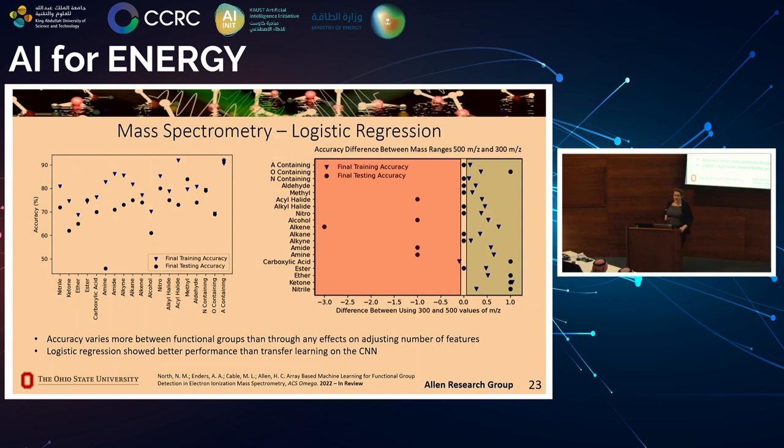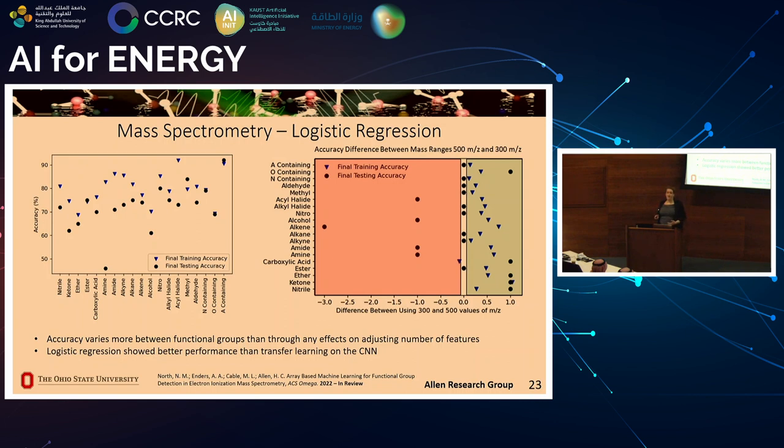We wanted to compare this to what happens if you increase your mass range. What if you just give the model more data? Does that lead to increased accuracy? We see that increasing our mass range from 300 to 500 mass units only really leads to a difference of 3%, and sometimes that's actually a decrease in accuracy. We think that this likely stems from the fact that simply adding more masses doesn't necessarily mean that you're adding more chemical information.